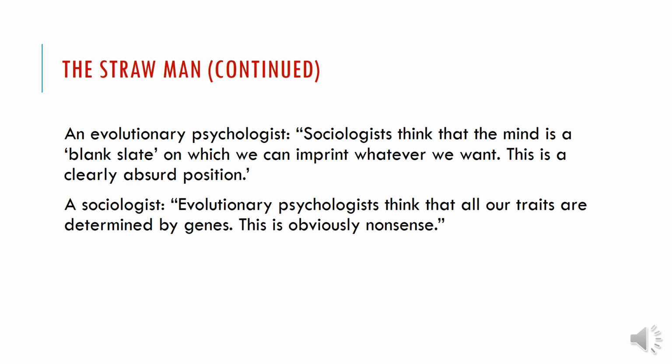Here we're misrepresenting positions. Sociologists don't think that the mind is a blank slate on which we can imprint whatever we want. Sociologists believe that there are some things that we can imprint on the mind, but not necessarily all. Similarly, an evolutionary psychologist doesn't think that all our traits are determined by genes. Some of our traits are determined by social constructs. And so rather than these two positions being 100% sociologists versus 100% evolutionary psychologists, it's more along the lines of these two groups arguing that their position is right 60% of the time, while the other is right perhaps 40% of the time, and flipping it in each situation.